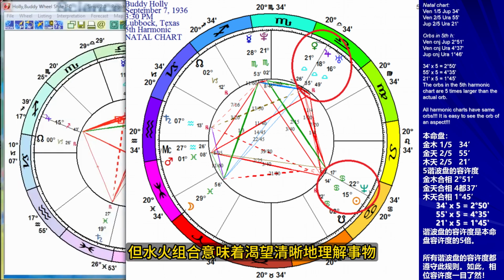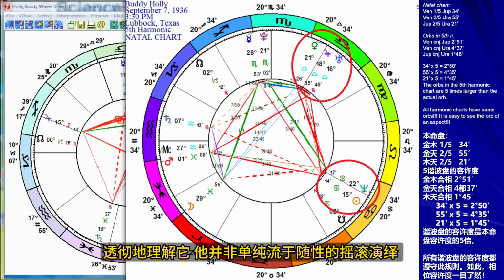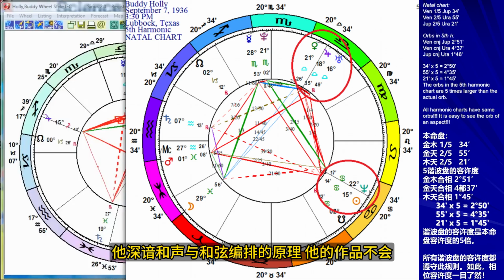But Mercury-Mars means the desire to understand something clearly. So Sun, Mercury, Mars means that in this creativity, he wants to understand it clearly. He doesn't just rock out. He understands harmony and chord patterns. He uses much more than simple 3-chord patterns in some of his stuff. Also, the Venus-Jupiter, he introduces violins and rich sounds.